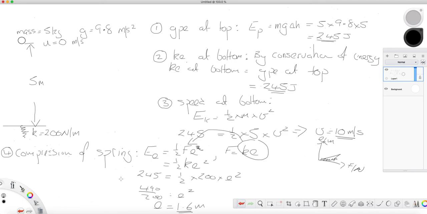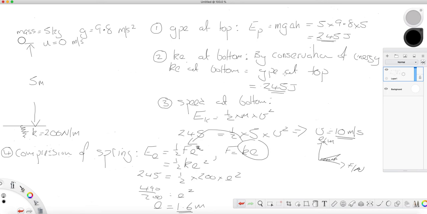So, what we have done. Question lays out a mass of 5 kilos, stationary, not moving, 5 meters above a platform. The platform has a spring under it with the spring constant 200 newtons per meter. First question, what's the GPE at this point? Well, that's mass times gravity times the height, 245 joules.